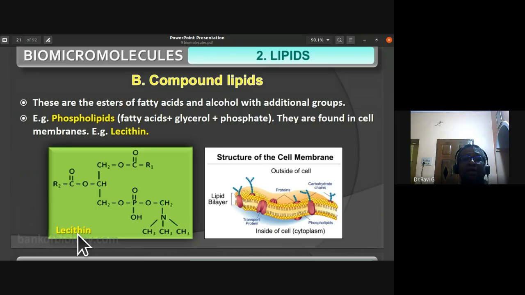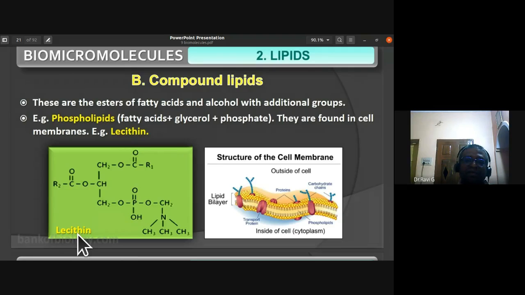The compound lipids. So we studied about simple lipids. The second one is compound lipids, and the third one we'll be studying is the derived lipids. Compound lipids you can find in the cell membrane. We have already studied the fluid mosaic model of the plasma membrane, where we have the phospholipid bilayer, with integrated proteins and the surface proteins, or peripheral proteins.